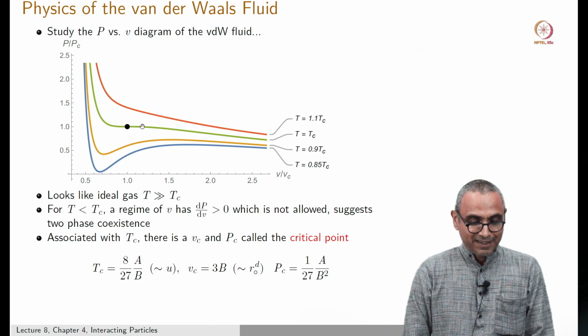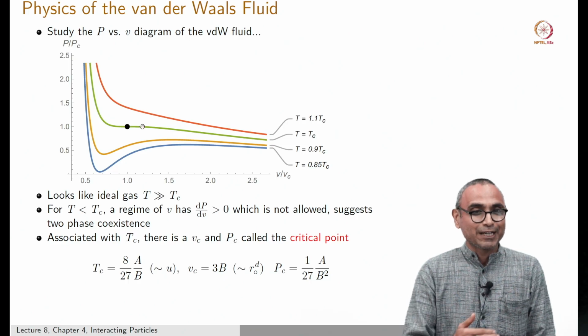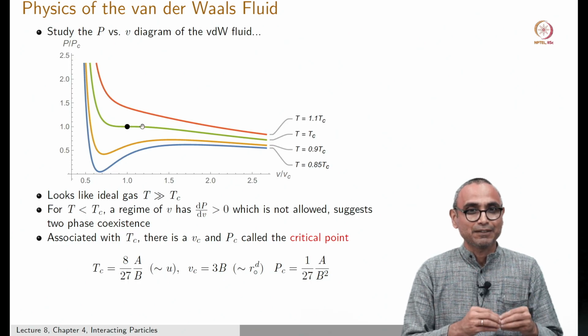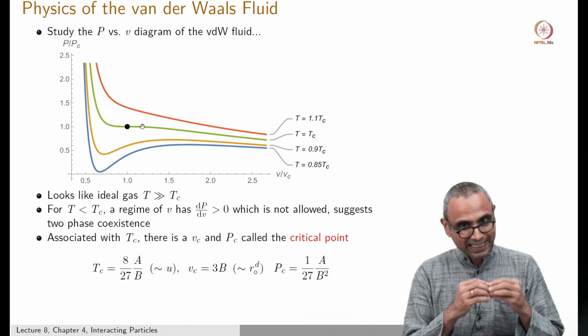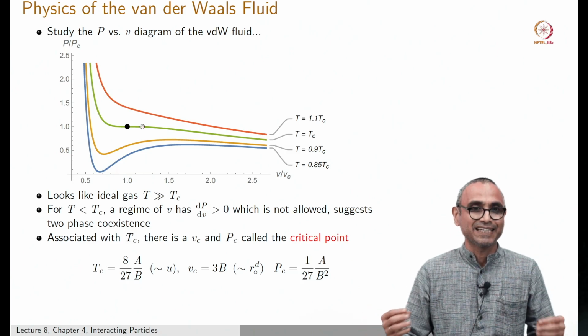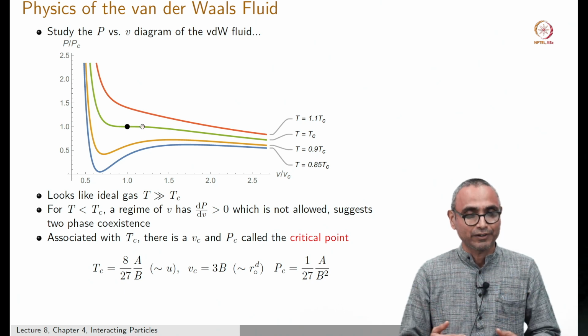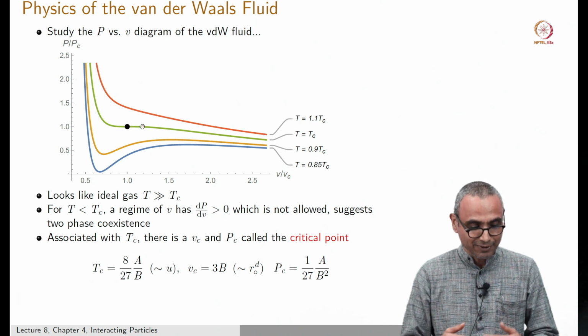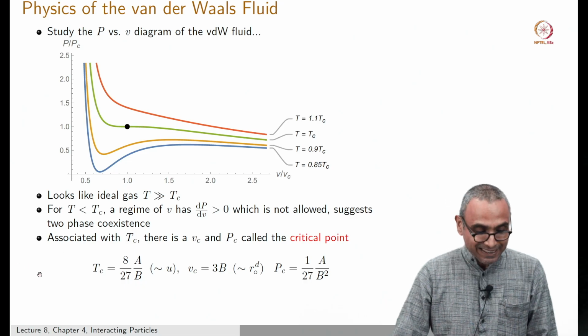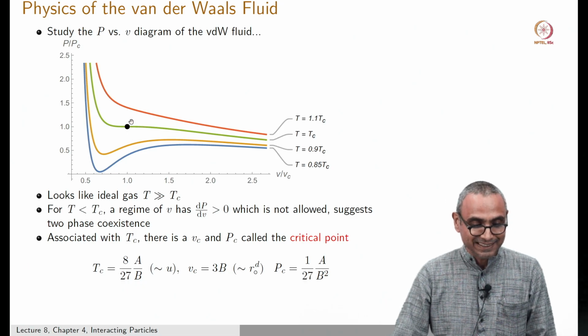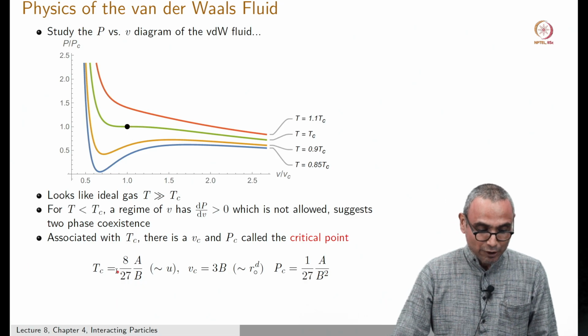Okay. So, we can actually look at the equations and use P as a function of V and set these two conditions that I mentioned, namely the first derivative of P with respect to V is 0 and the second derivative of P with respect to V is also 0, and we can extract what the values of Tc are. So, the Tc turns out to be this quantity.